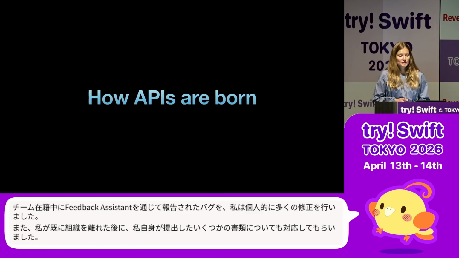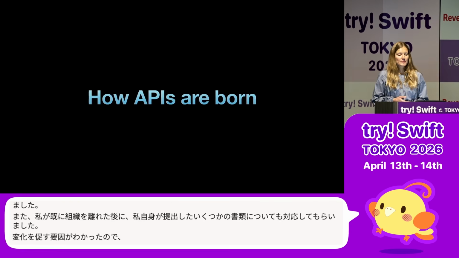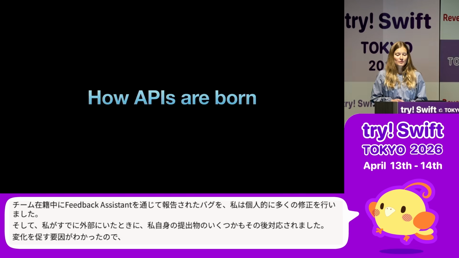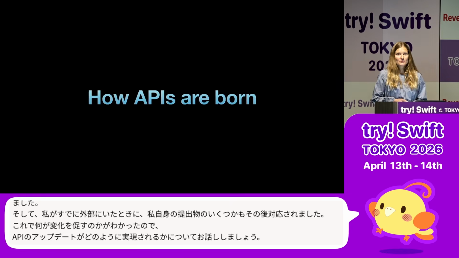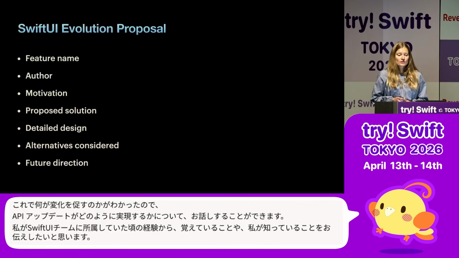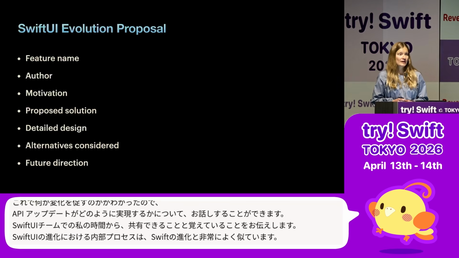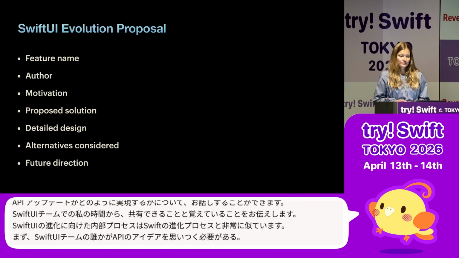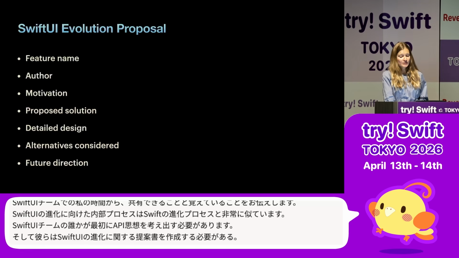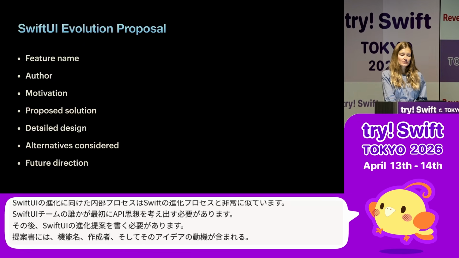Now that we know what motivates change, we can talk about how API updates come to life. I will share what I can and what I remember from my time on the SwiftUI team. The internal process for SwiftUI evolution is very similar to Swift evolution. Someone on the SwiftUI team has to come up with an API idea first. Then they have to write a SwiftUI evolution proposal. The proposal would include the feature name, the author, and what motivated the idea. It would describe the solution in detail and include the suggested API design.